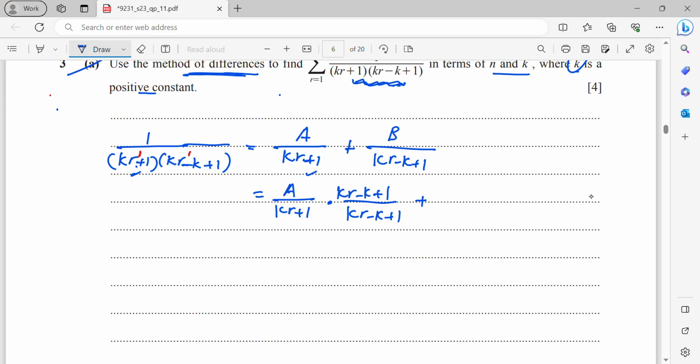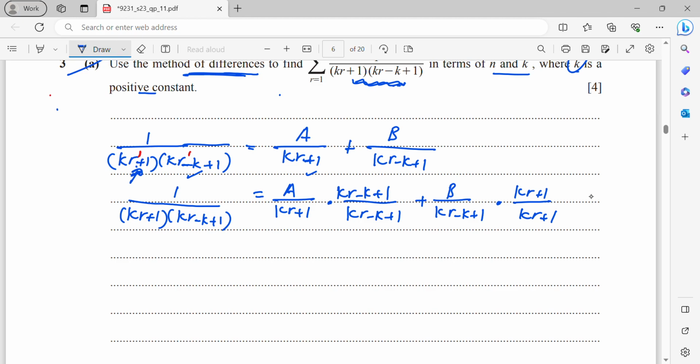And same for the b. So I will rewrite the b term and then multiply with the second factor. Now you are given the second term, which means you need to multiply with the first factor, which is kr plus 1, over kr plus 1. After that, for the left hand side, I will just rewrite the rational function.